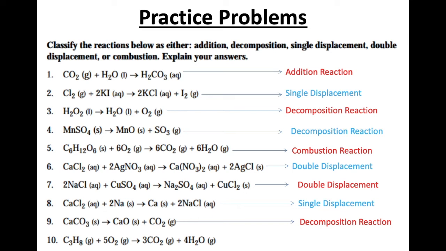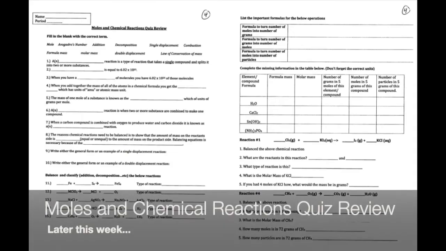Decomposition for number 9, because we're taking an AB and making it into an A plus B. And then lastly, we have number 10, a combustion reaction, which we get because our products are CO2 and H2O. Anytime that those are just our products, we know it's a combustion reaction.